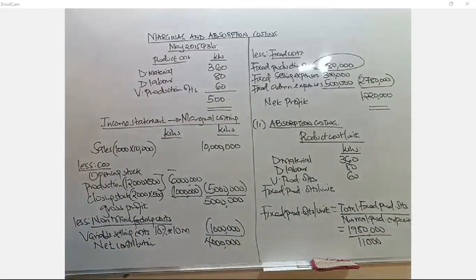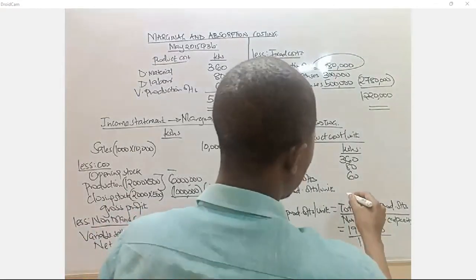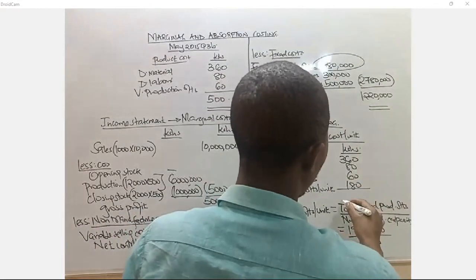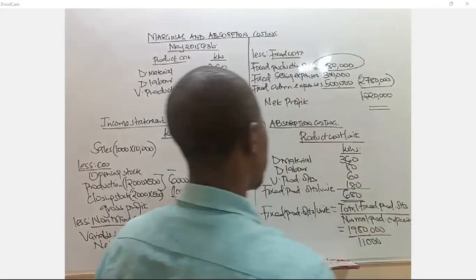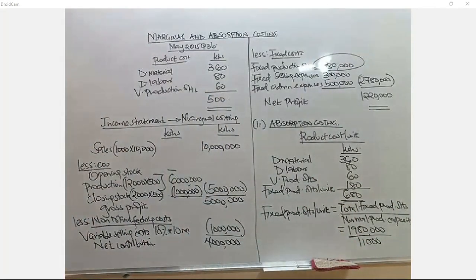How much is the fixed production overhead per unit? Let's take a calculator. So you can see there, we should be getting around 180. 1980 divided by 11, I'm getting 180. So my total translates to 680. That is the product cost per unit.